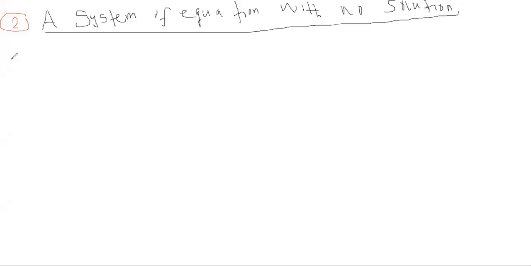For example, let's say that this is a system. Let's say solve the system. When they say solve the system, what they are asking you is to find a solution. Let's say that we have 2x minus y equals 1. And then we also have 6x minus 3y equals 12.